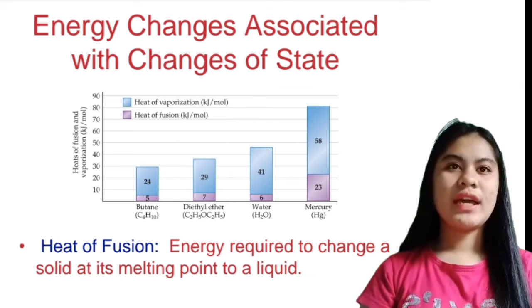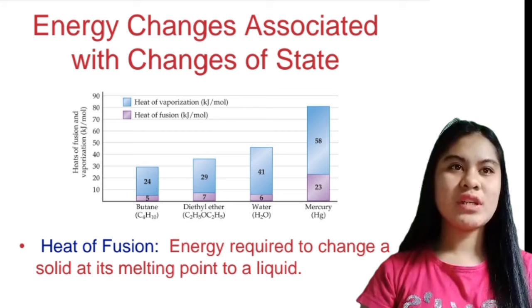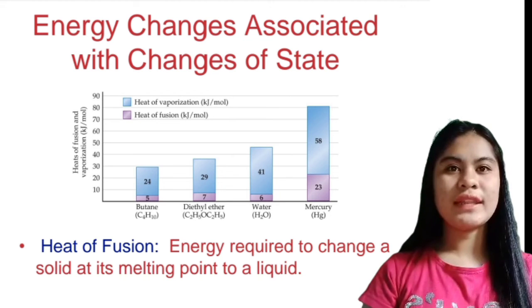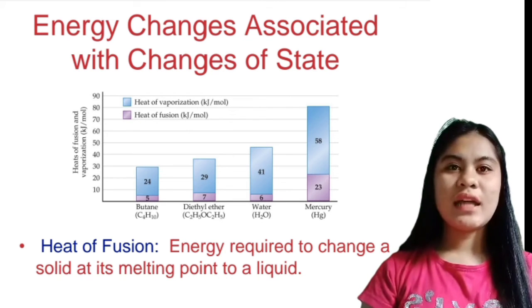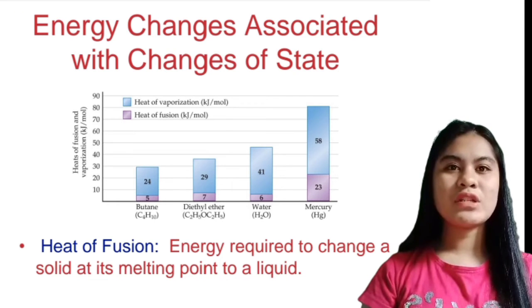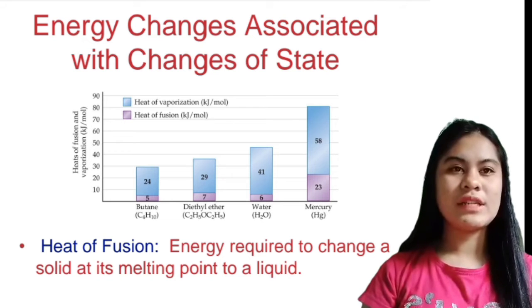Energy changes associated with changes of state. Heat of fusion: energy required to change a solid at its melting point to a liquid. For example, water has a heat of fusion of 80 calories per gram. It means that it takes 80 calories of energy to melt 1 gram of ice at 0 degrees Celsius into water at 0 degrees Celsius.